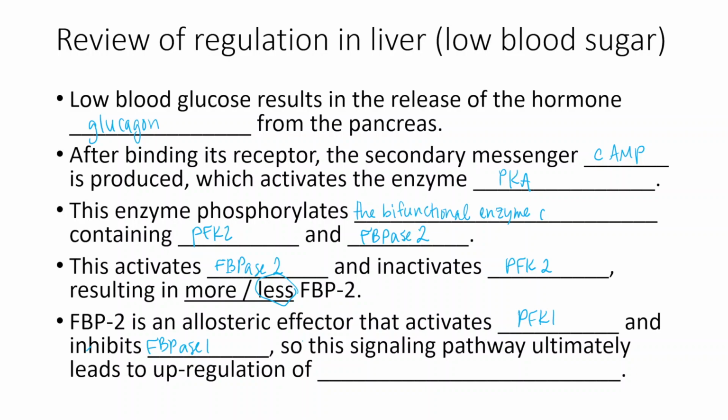So now that we know there's less F2,6BP being made in low blood sugar, and F2,6BP is something that activates PFK1, which metabolic pathway are we upregulating right now? Gluconeogenesis, yeah.